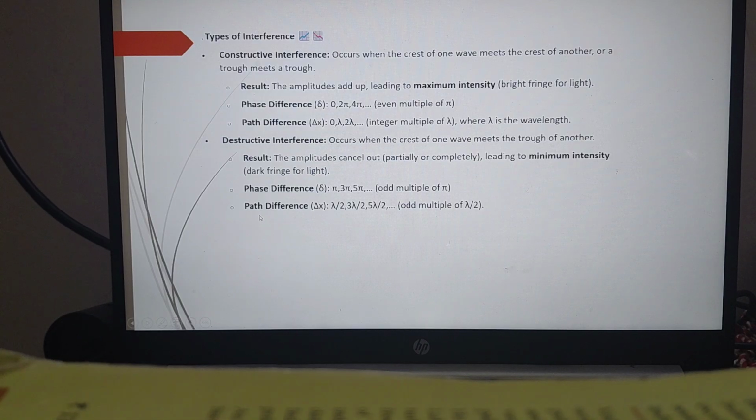What is the path difference? In destructive interference, the path difference is lambda by 2, 3 lambda by 2, 5 lambda by 2, that is an odd multiple of lambda by 2. But in constructive, it is 0, lambda, 2 lambda. Next one.